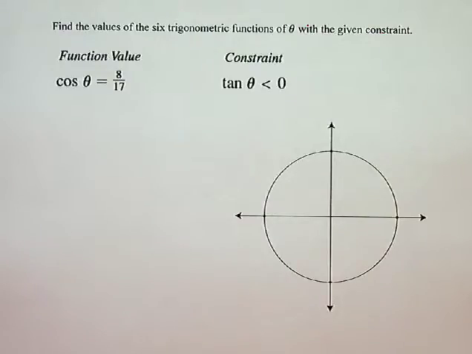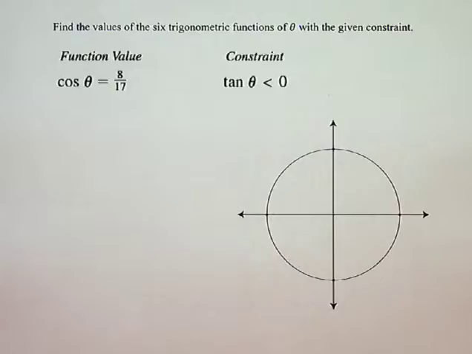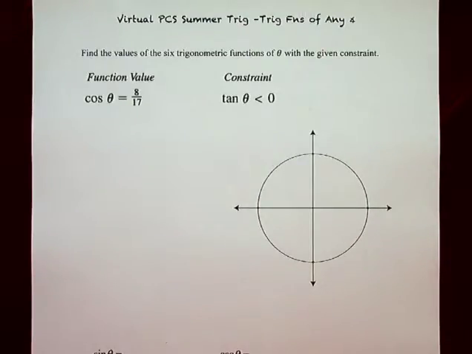Now, let's go ahead and zoom out just a smidge so we can see a little bit more. Find the values of the 6 trigonometric functions of theta with the given constraints. Now, we are given a function value of cosine theta being equal to 8 over 17. Okay, 8 over 17, that means that my adjacent is 8 and my hypotenuse is 17.